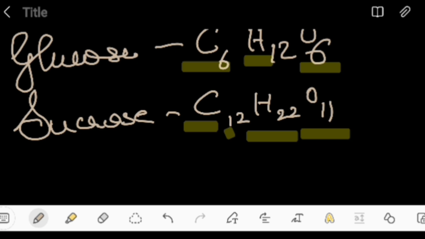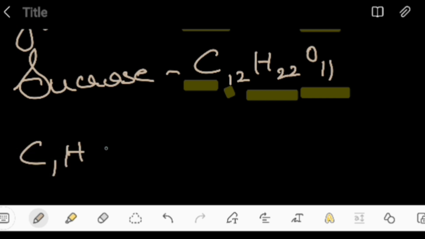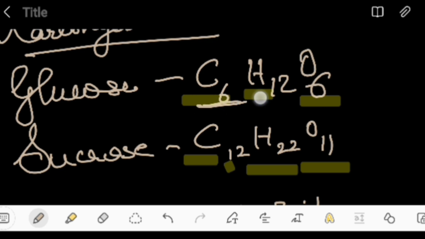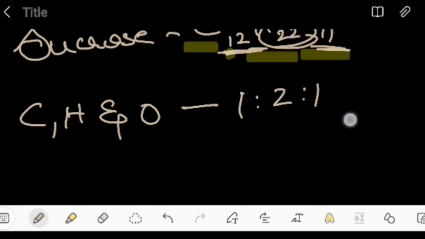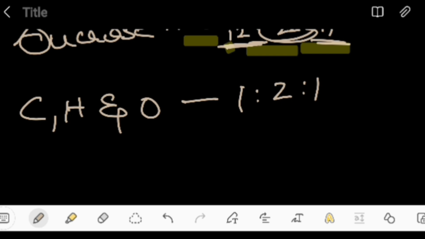Usually C, H and O are combined in the ratio 1:2:1. Here it is different because it's 12, it's 11. It can be 1:2 and it's 22, it's 24, and if here it's 12, we can say it was 1:2:1. This is just an exceptional case, but in most cases the carbon, hydrogen, and oxygen will be combined in the ratio 1:2:1.